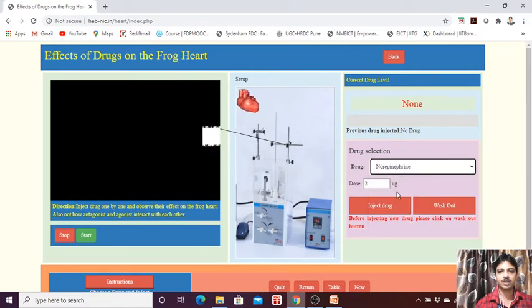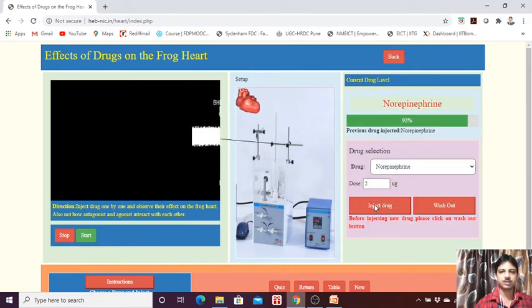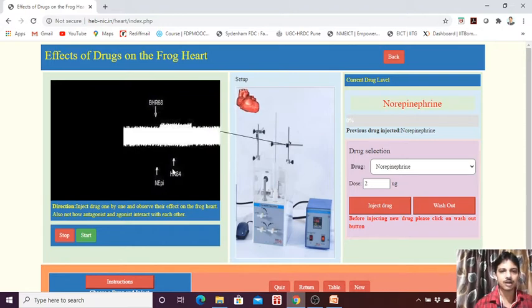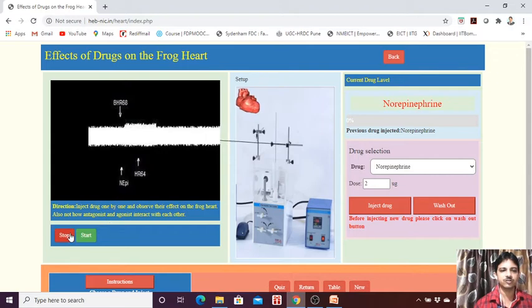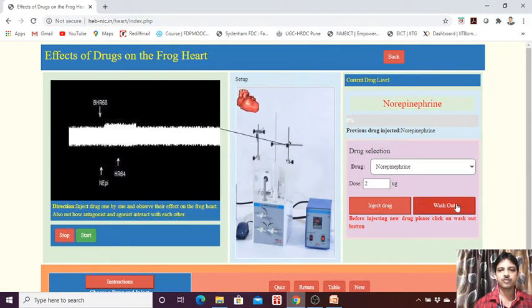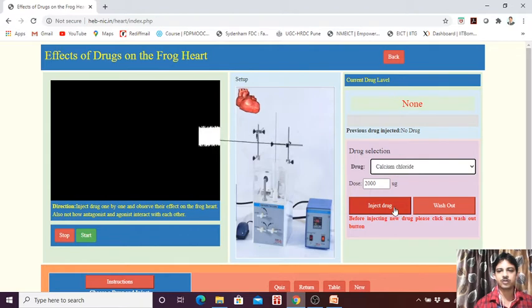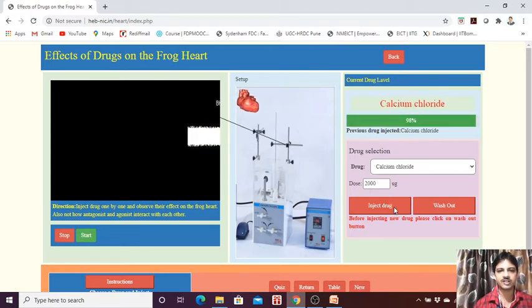Next is norepinephrine, so inject the drug and you can find it. Again the tone is changing a little bit, and the contraction also increases a little compared to normal, but the heart rate is reduced. After giving norepinephrine, the heart rate is reduced. So one by one you should check the activity of all the drugs, like calcium chloride. Here is a very interesting one.